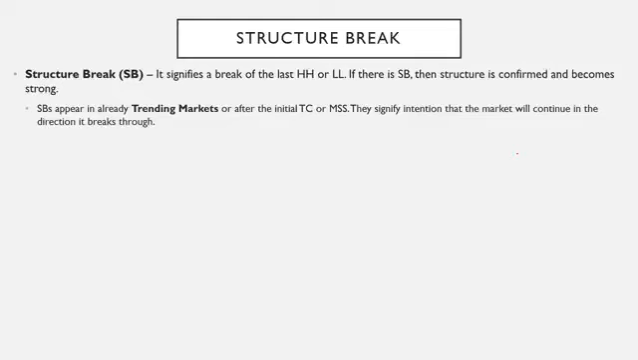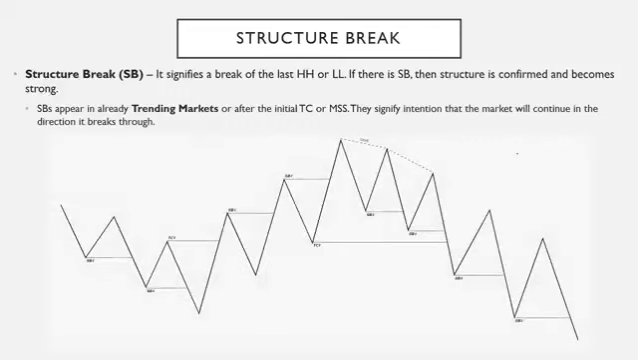And then respectively, the higher low becomes weak. Structure break occurs in already trending markets after the initial TC or market structure shift, okay? And pretty much the structure breaks show you the intention that the market is continuing in the desired direction, right? So then we have a structure breakdown, then we have a trend change, right? And then if the market continues to break up, you have structure break. You don't have trend changes anymore.